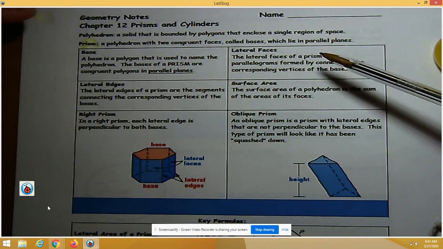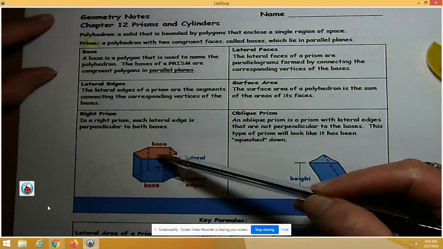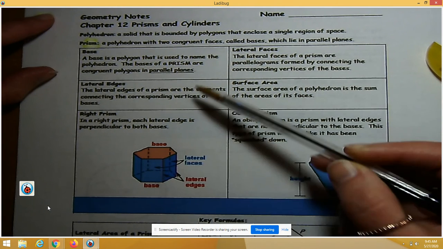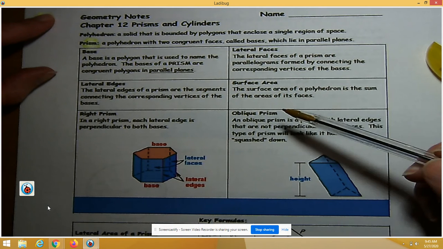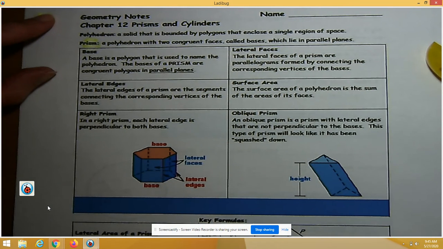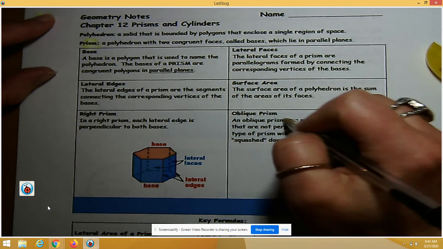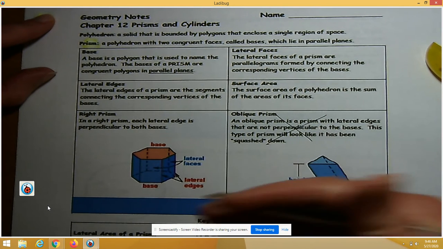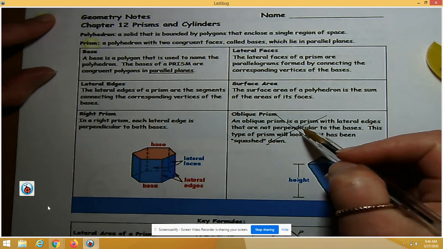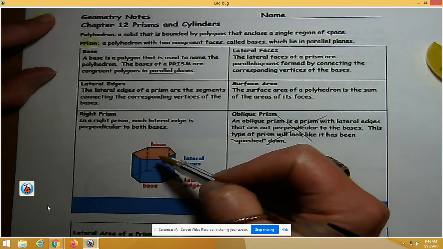That's a mouthful. So the top and bottom here are the bases, and then there's a lot of vocabulary here, some of which I talked about before. We're only going to be looking at right prisms. Don't worry about the oblique prism. It's just when it's kind of slanted, so we're not really going to be worried about those. But the bases are the top and bottom.